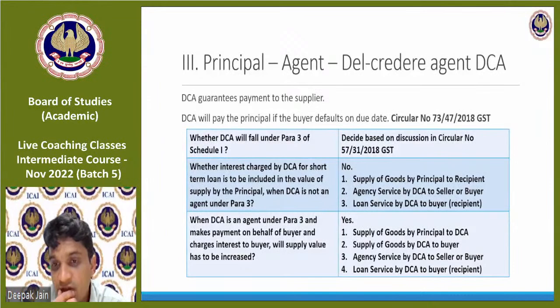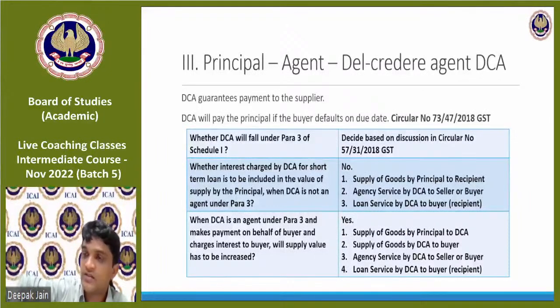Can we say that if invoice is issued in the name of agent, it's a supply? Correct. If invoice is issued in the name of agent, then my transaction between me and agent is supply. Correctly understood now.